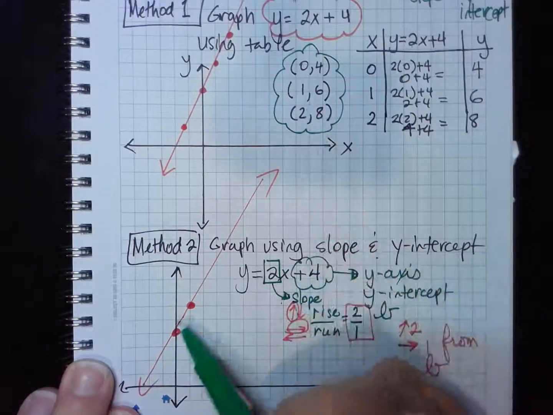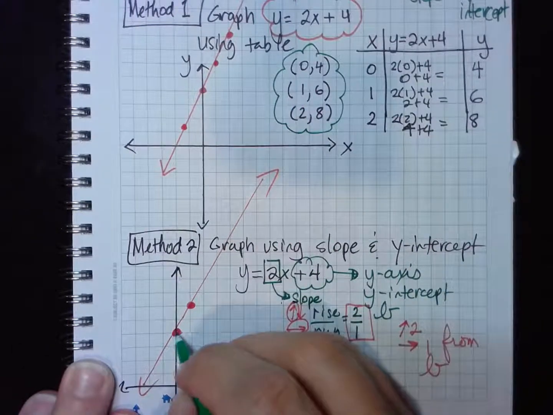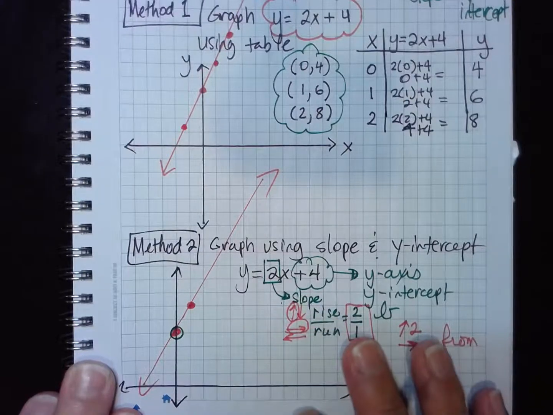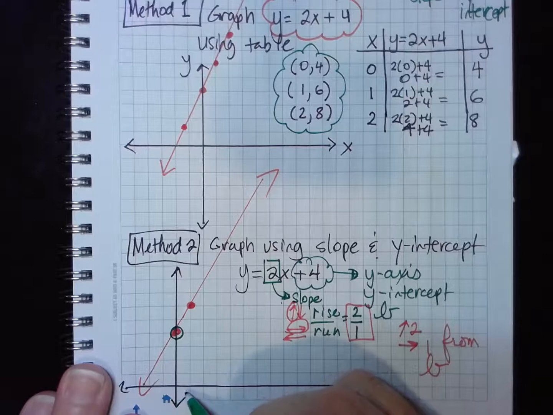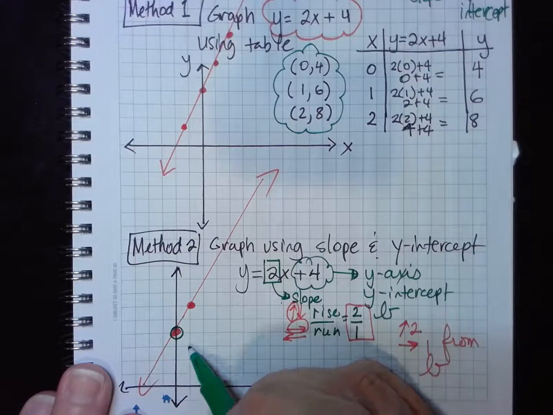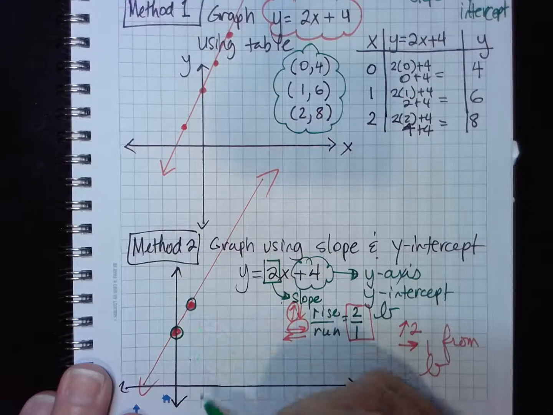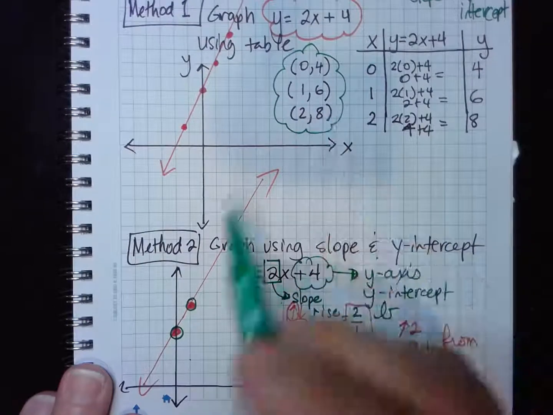So is (0, 4) on my line? Well, (0, 4) is right here, so yeah, there it is. Okay, so it's (1, 6) on my line. So from my origin, I go right 1, up 6: 1, 2, 3, 4, 5. There it is. Is (2, 8) on my line?